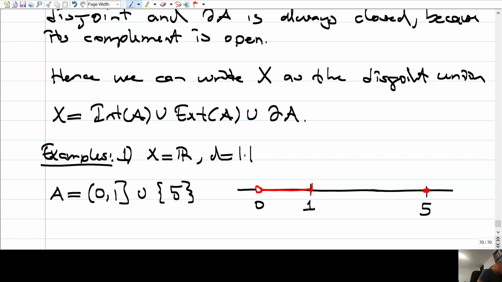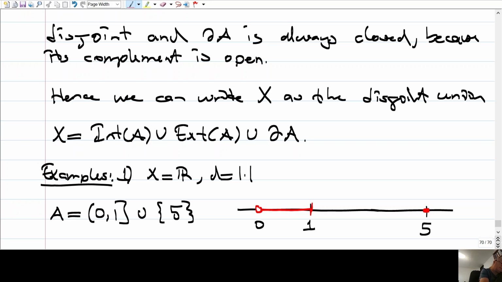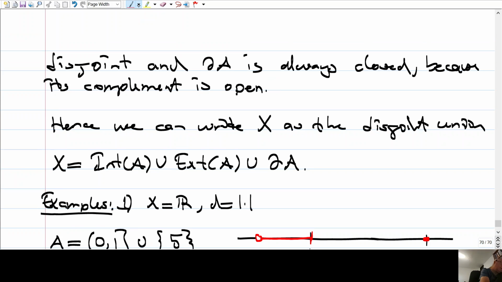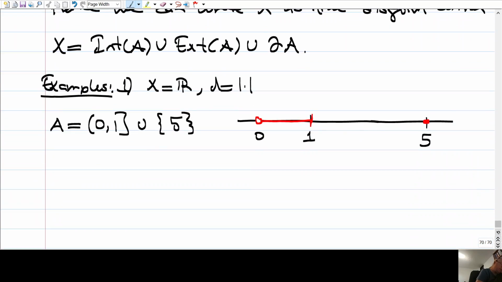And this point is included. Now, what are the interior points of A? Interior points of A. 0, 1, open interval, right? Okay, yeah, very nice.